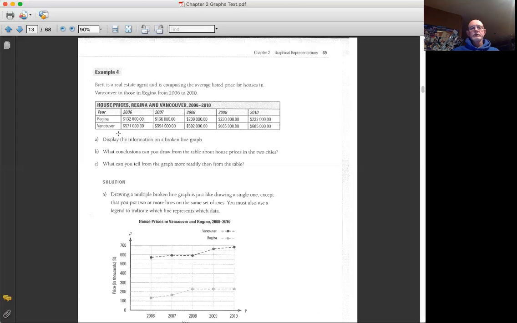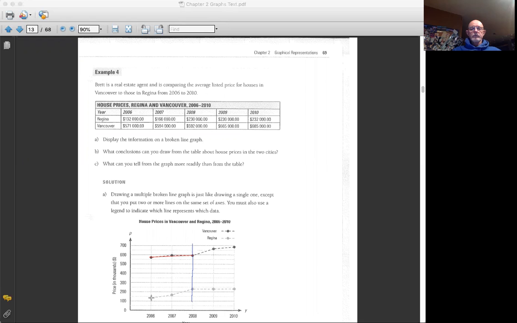And in this case, they're asking you to look at what happens between 2006 and 2008, and then to look at what happens between 2008 and 2010. So between 2006 and 2008, the trend line here for Vancouver is about like that. I've put it through 2 data points. The middle one is a little bit off.